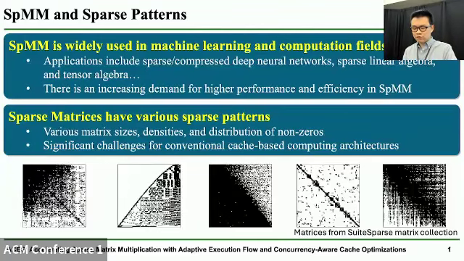That is essential for various sparse algorithms, such as those in sparse neural networks, sparse linear algebra, and tensor algebra. So there is an increasing demand for higher performance and efficiency in SPMM. Sparse matrices usually have various sizes, densities, and distributions of non-zeros, which pose significant challenges for traditional cache-based architectures, which are typically optimized for dense or regular data patterns.